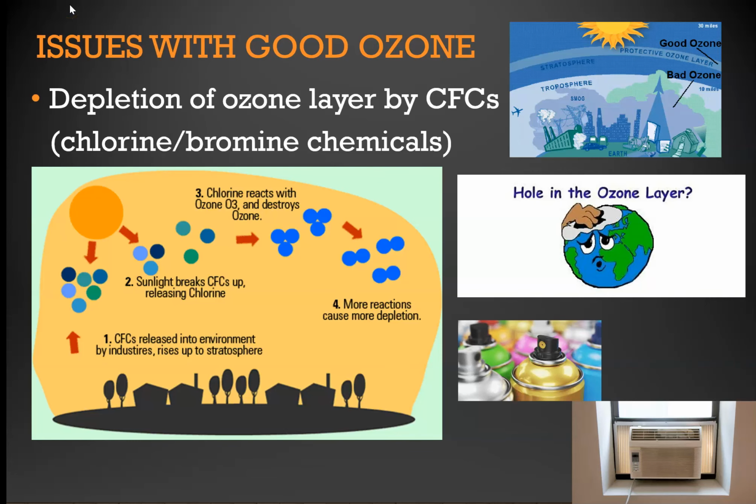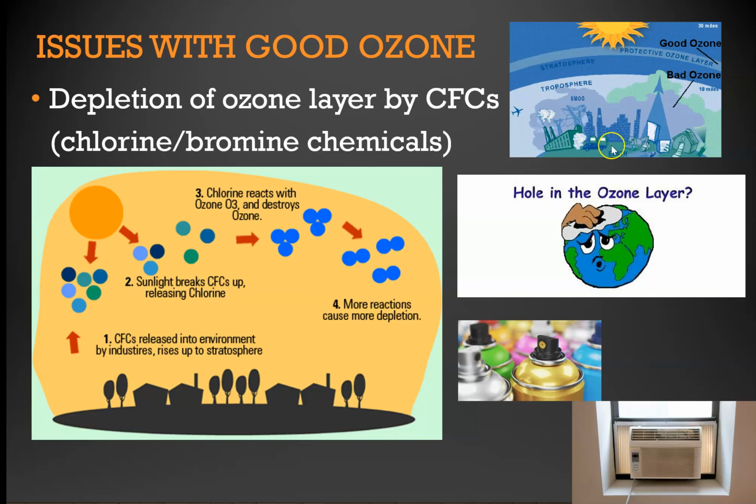So I'm briefly going to go over some issues with both good and bad ozone. And just remember that good ozone is up in the stratosphere. It's the protective layer that shields us from the sun's harmful rays. So a while ago, there was a huge depletion of the ozone layer by things called chlorofluorocarbons, or CFCs. And these CFCs were released into the environment by industries. They were commonly found in spray cans like this, like in hairspray and air conditioners and refrigerants. So they're released, and then they basically destroy ozone, and we want ozone in that protective layer.